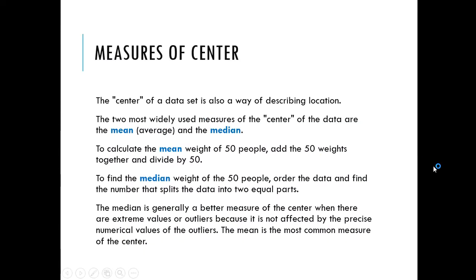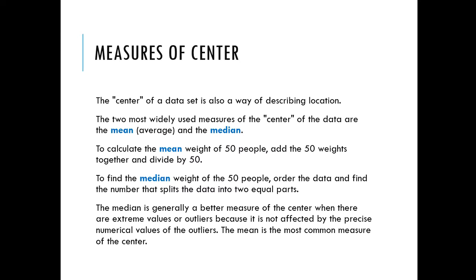So the center of a data set is sometimes the best way to describe its location. So there's two that we use. We use the mean or the average or the median. So to calculate the mean weight of 50 people, I'm going to add 50 weights together and divide by 50.